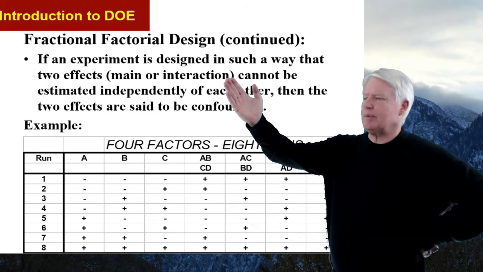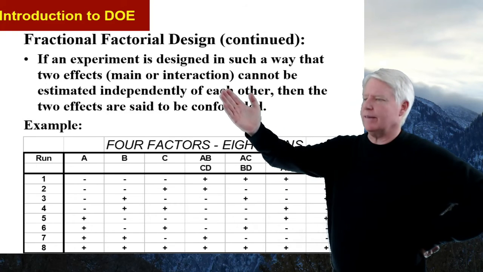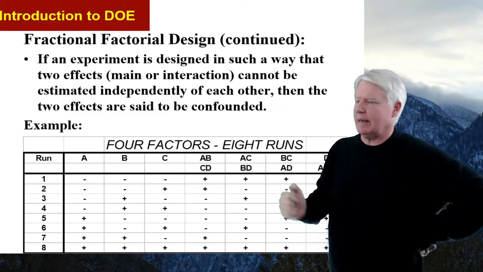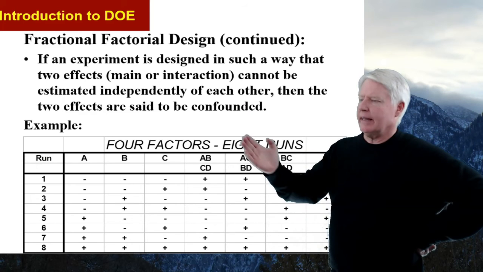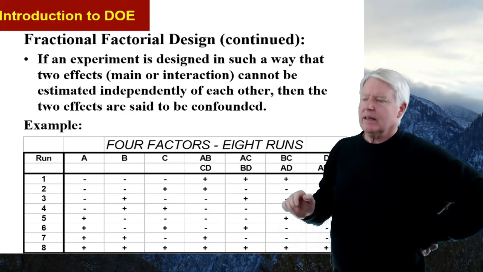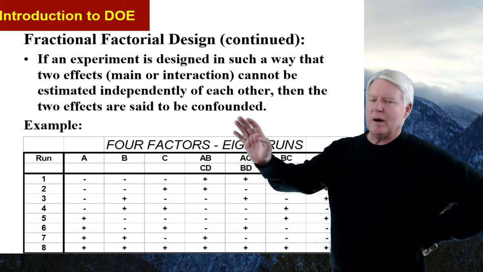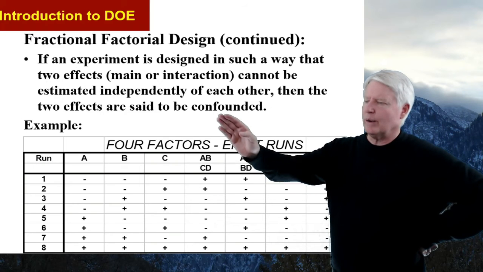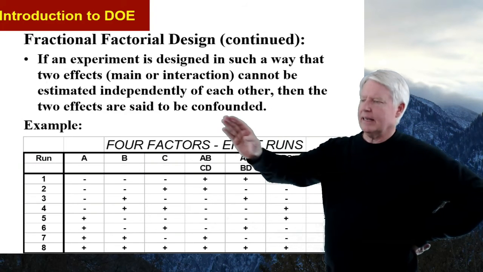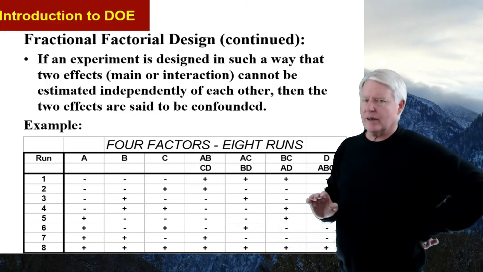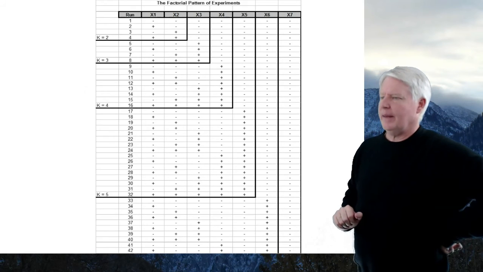Okay, if an experiment is designed in such a way that 2 effects, main or interaction, cannot be estimated independently of each other, then the 2 effects are said to be confounded. Well, that's going to confound you right now, but give me a couple modules. It won't be in the next one, but 2 modules away, I'm going to define this in such a way that you'll understand it. So don't worry, you'll get there on that one.